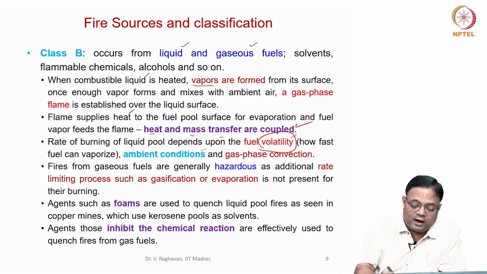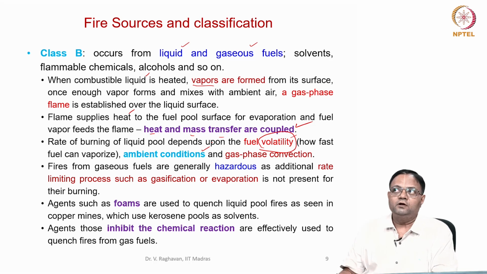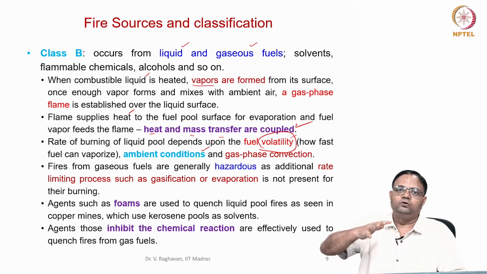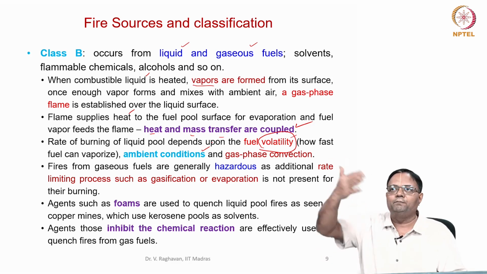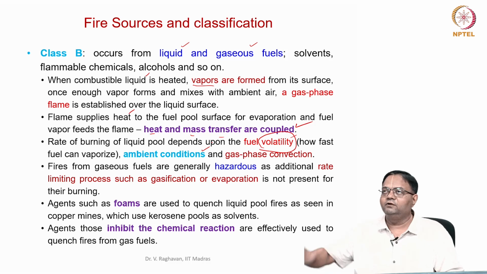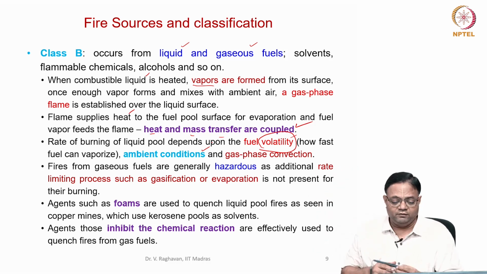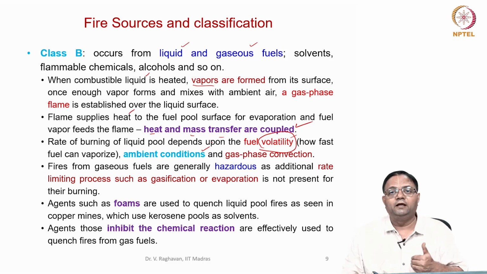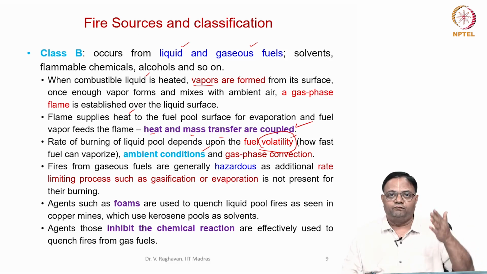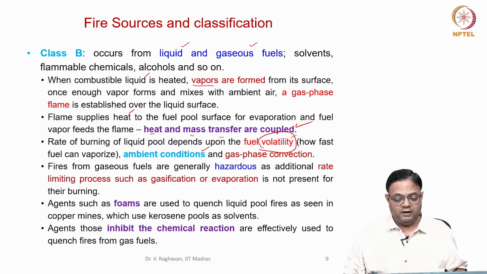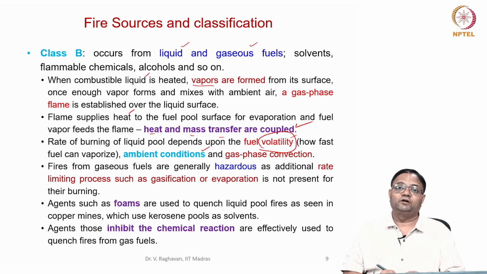Further, you need good ambient conditions. That is, if the heat feedback is good, then heat feedback comes from the ambient surroundings or the flame. The surface is the liquid surface, and the surrounding is the gas phase. So the ambient condition will also dictate the heat feedback from the flame to the surface, which will again sustain the evaporation. Then gas phase convection.